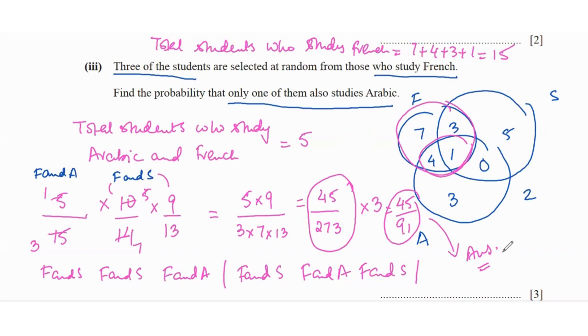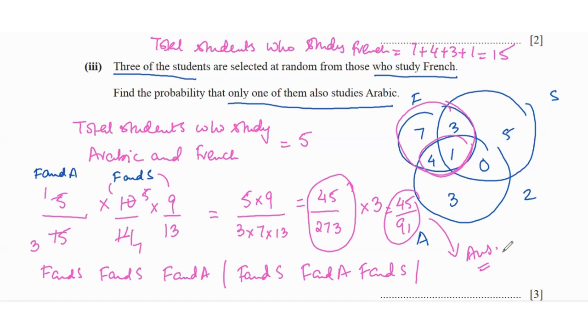So to summarize it, basically we started off with first saying how many students study French. So that's 15 students. Then we figured out how many students study French and Arabic. That is 5 students. So the probability of one of the students studying French and Arabic is going to be 5/15. Then the probability of the next student studying French and Spanish is going to be 10/14. Why 10/14? Because we already took one person from the entire set of people who study French. So there's one less person who studies French.